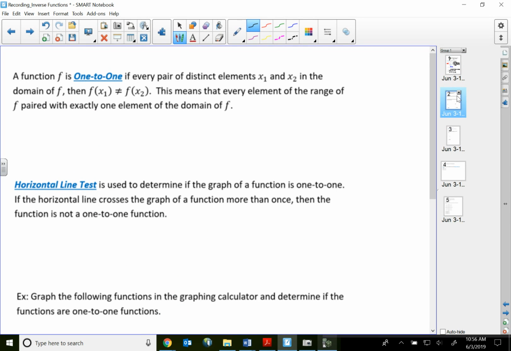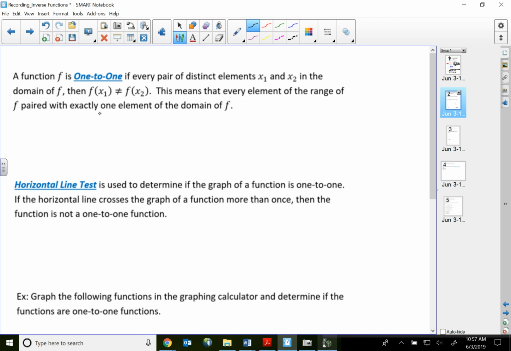Let's take a look at this concept called one-to-one. A function f is one-to-one if for every pair of distinct elements x1 and x2, so here I have 2 distinct x values in the domain of f, then f of x sub 1 cannot equal f of x sub 2.